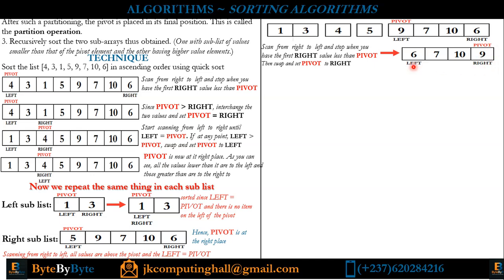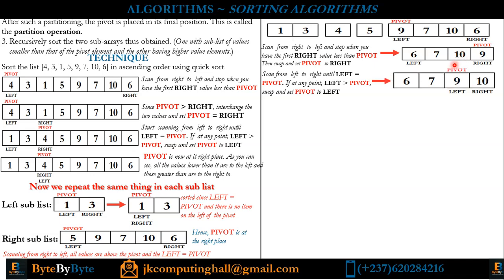Now we scan from left to right. Once we have the first value greater than the pivot, we interchange. And if at any instance pivot is equal to left, that's where we stop. Scan from left to right until left is equal to pivot. If at any point left is greater than pivot, swap and set pivot to left. So here, 6 is less than, 7 less than, but 10 is greater than. So I'm going to swap these two values and pivot will enter here.